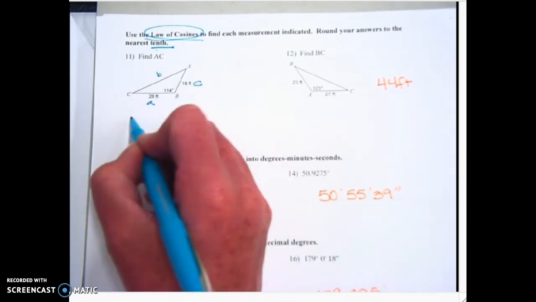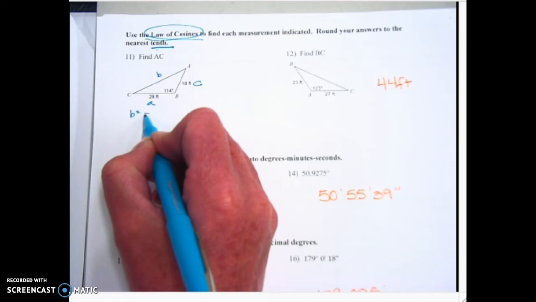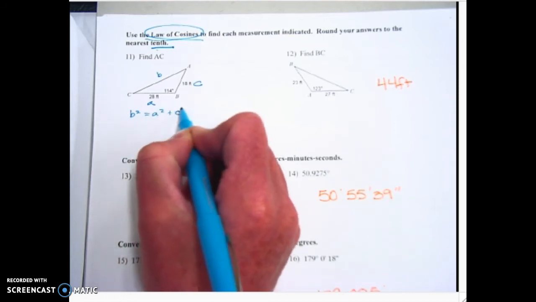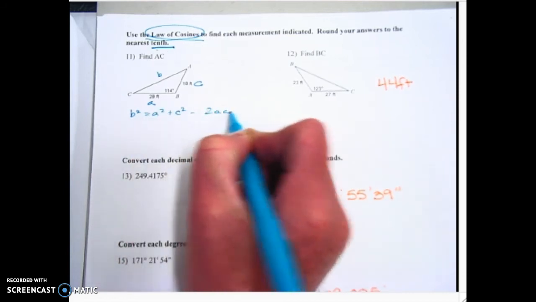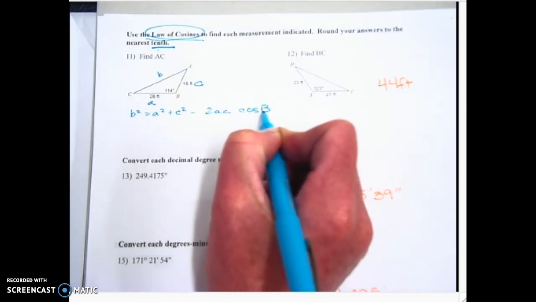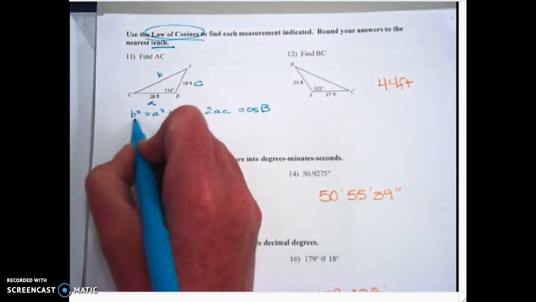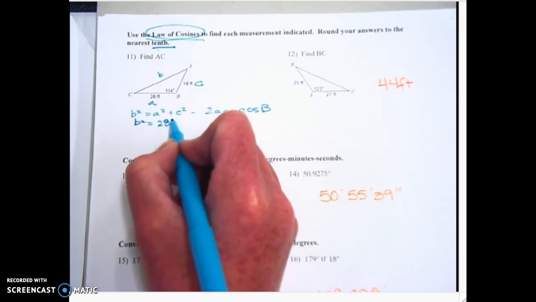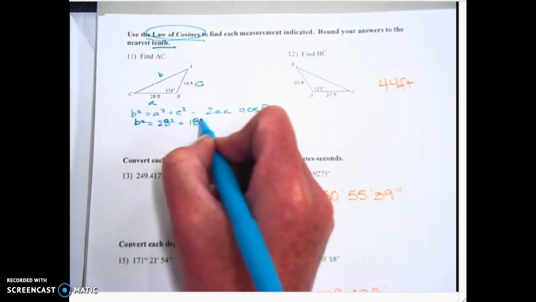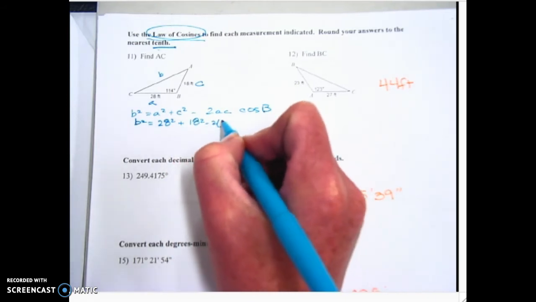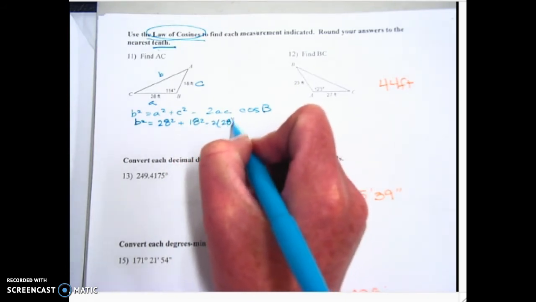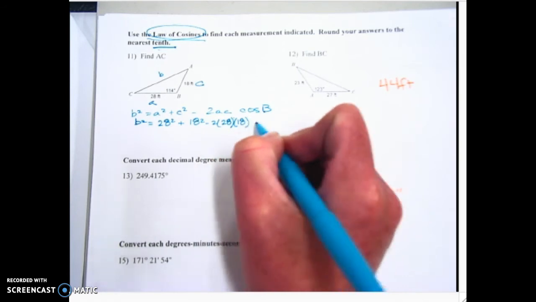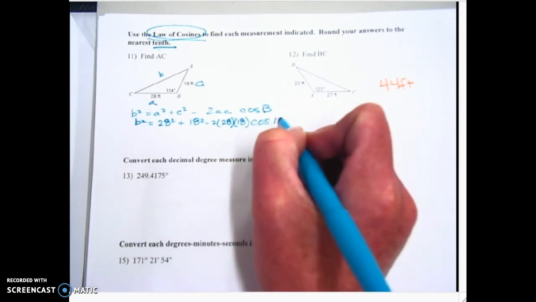So we're going to use b squared equals a squared plus c squared minus 2ac times the cosine of B. So b squared is going to be equal to 28 squared plus 18 squared minus 2 times 28 times 18 times the cosine of 114.